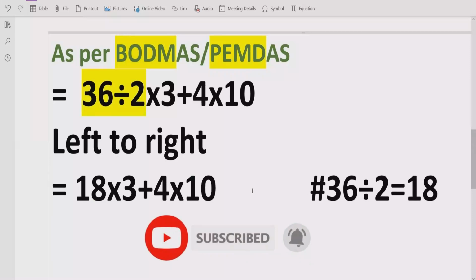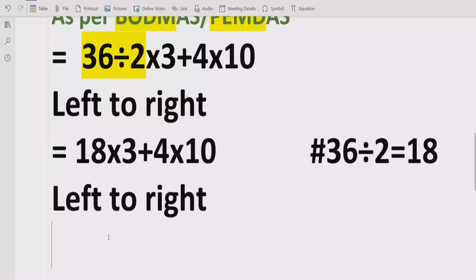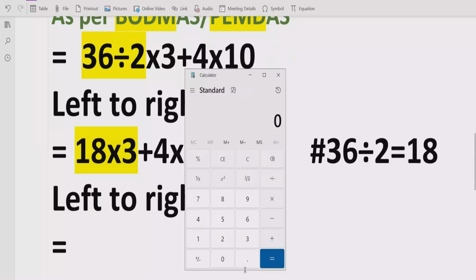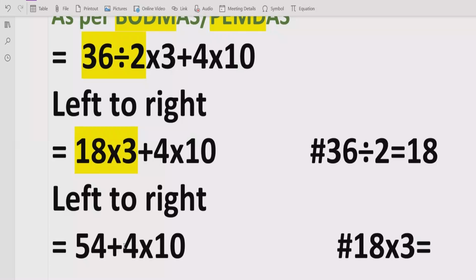Now move forward. Again, we will go left to right in our expression and find which is coming first. So here we have 18 multiplied by 3. We will write this one. When we multiply both of them we get the answer: 18 multiplied by 3 equals 54. So this one is 54. And plus 4 multiplied by 10 we will write now as it is. And here we will give the reference: 18 multiplied by 3 equals 54.